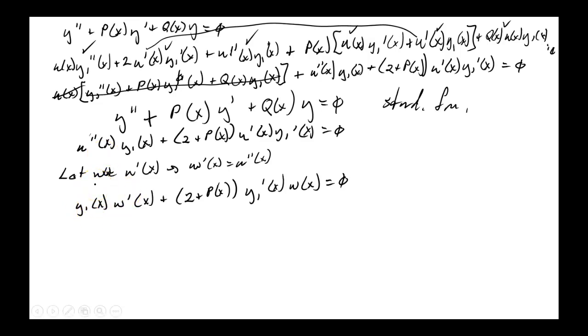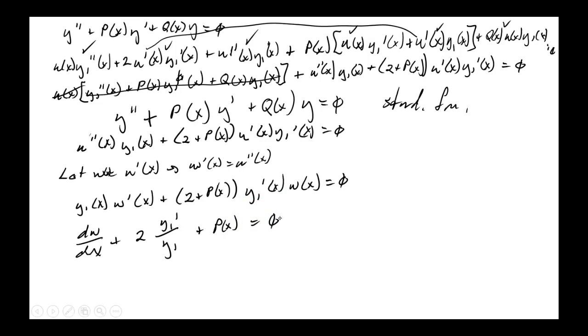What you wind up with, what they are going to do is divide everything by your y1. And then you wind up with this: dw/dx plus 2 y1 prime over y1, because you're dividing by y1, plus p of x times w is equal to 0.